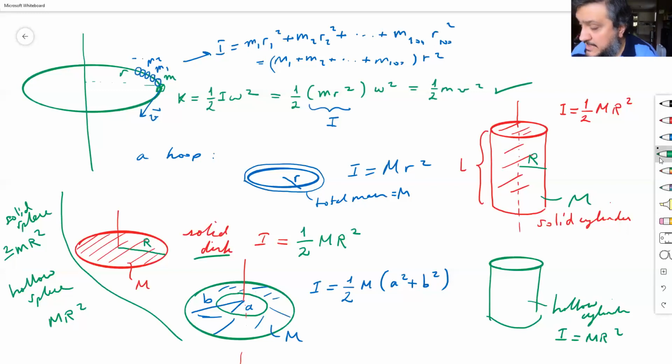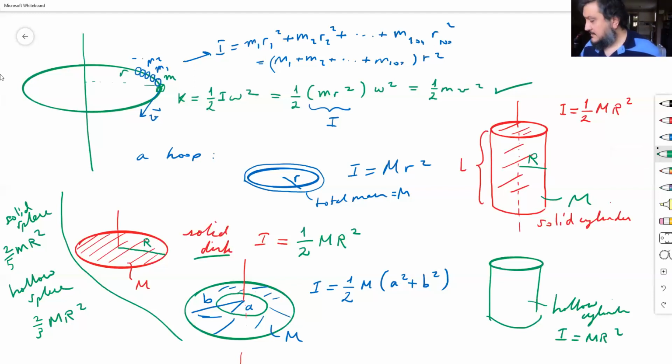Again, I'm going to show you how to calculate this in a separate video using calculus. All right, 2/5 mr squared. And hollow sphere, did I say 2/3? Let me not embarrass myself and find it from the book. 2/3. Yes, thin-walled hollow sphere, 2/3. Solid sphere, 2/5.